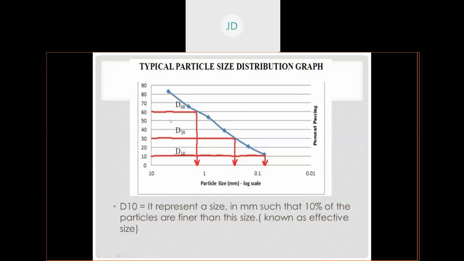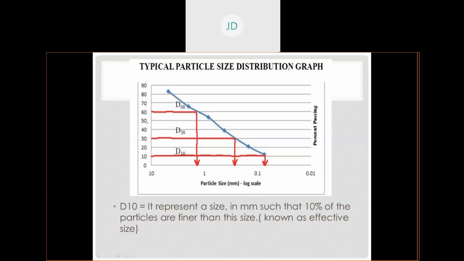Now for example, if I say D60 in this particular graph, how do we find the D60 value? It represents a size. Where you can find this value is on the x-axis, but it is related to your 60% finer.